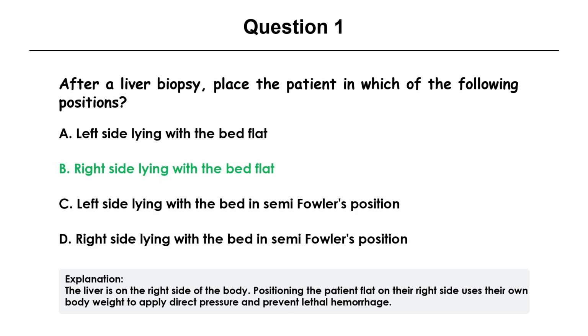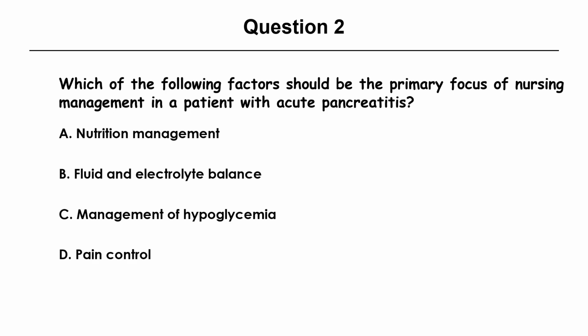hemorrhage. Question 2. Which of the following factors should be the primary focus of nursing management in a patient with acute pancreatitis? Option A, nutrition management. Option B, fluid and electrolyte balance. Option C, management of hypoglycemia. Option D, pain control. The correct answer is option B, fluid and electrolyte balance.